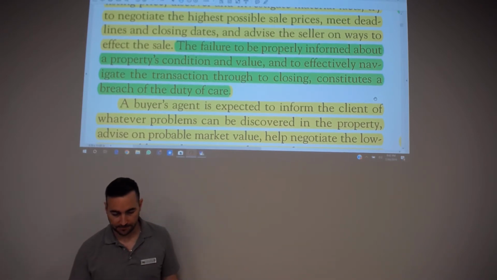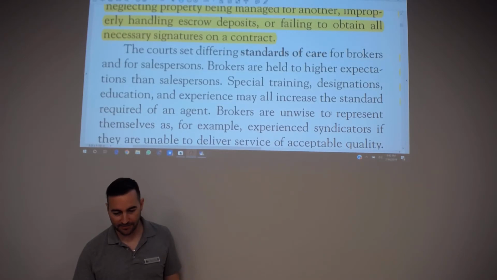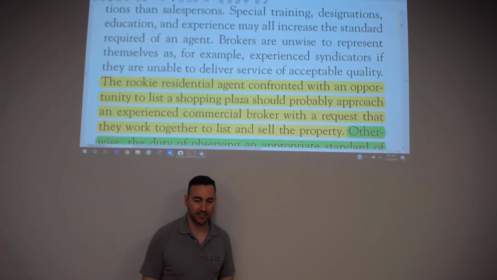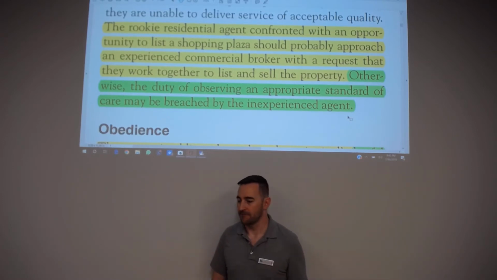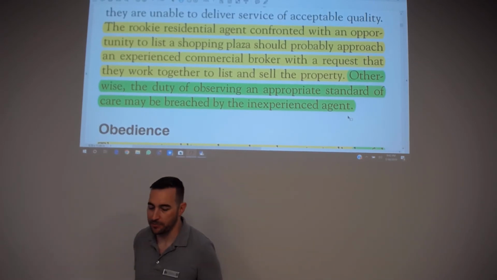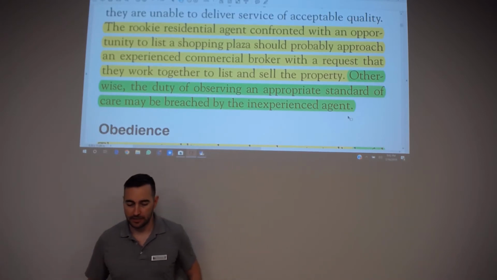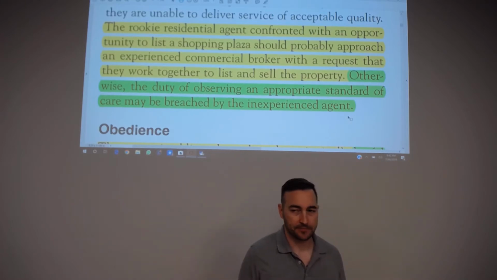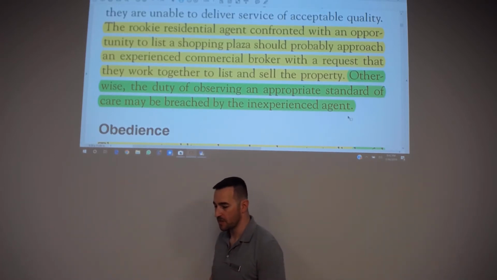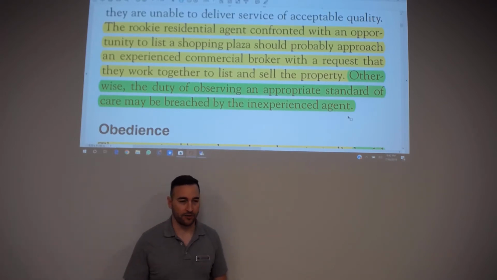It says right here. At the bottom, the last paragraph says, the rookie residential agent, rookie, got no experience, confronted with an opportunity to list a shopping plaza, should probably approach an experienced commercial broker with a request that they work together to list and sell the property. Otherwise, the duty of observing an appropriate standard of care may be breached by an inexperienced agent.